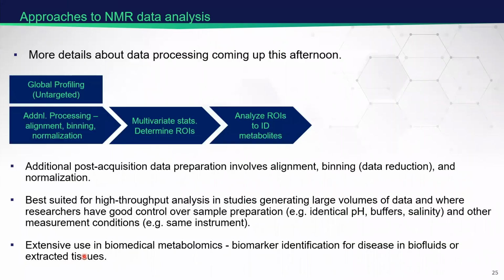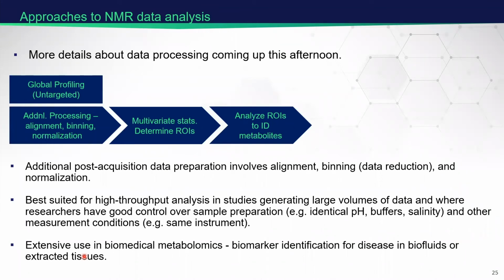And so in the global profiling or untargeted approach, there are some additional processing steps that you would need to take, and decisions have to be made about how you're going to align spectra and binning. These are not trivial choices, and there are many approaches to them. And so I just want to point that out. It's not always a simple and straightforward decision process on how you're going to form that binning.